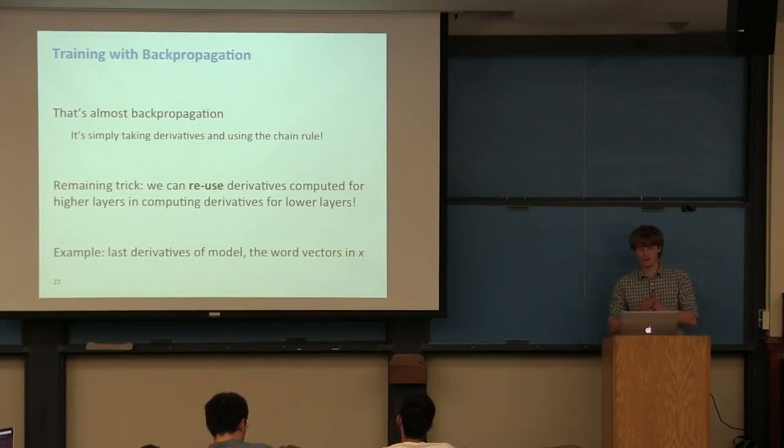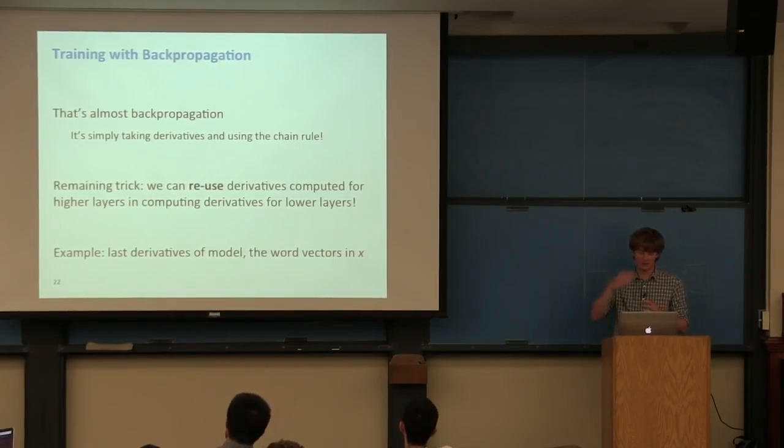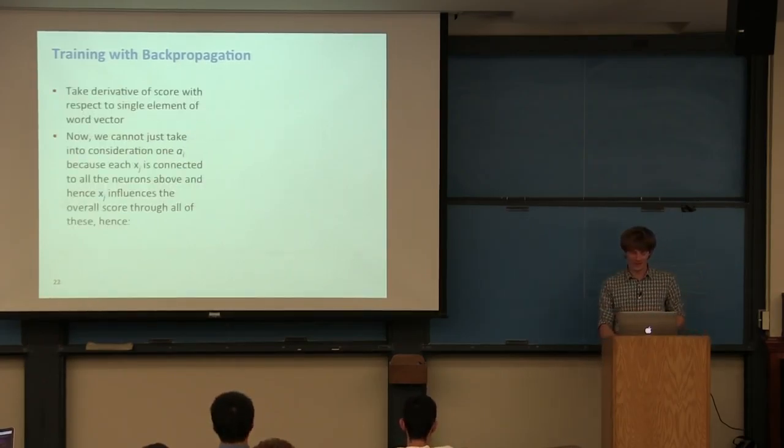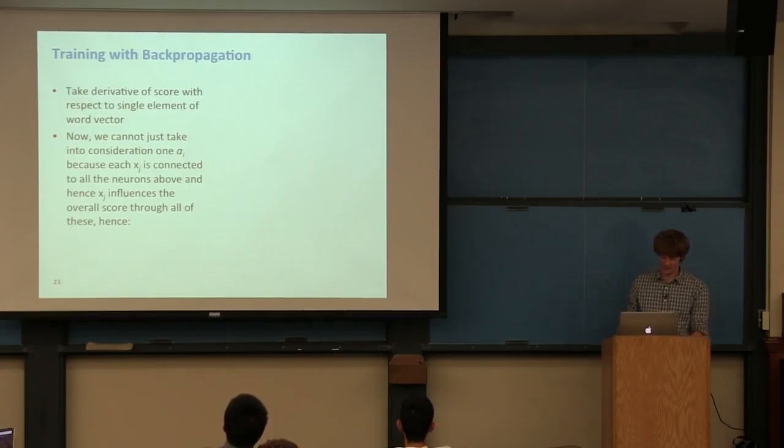It's really just so far, taking derivatives and using the chain rule. It's really amazing how much we'll be able to do with this in the next 2/3 of the class. The main remaining trick is that we can reuse the derivatives that we computed for higher layers in computing derivatives for lower layers. So the last remaining layer for this simple model here is the word vector x. But after that, we'll go to having another layer below that. So it's important to really appreciate the slides and the equations that are going to come up on the slide here to then get to the next layer. And then we'll basically be done.